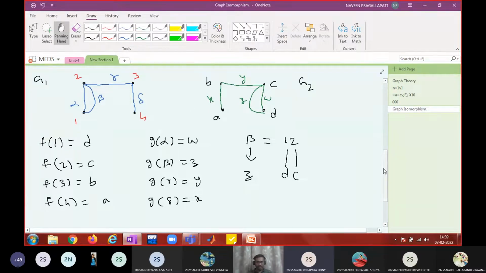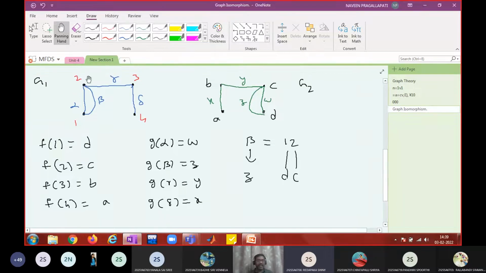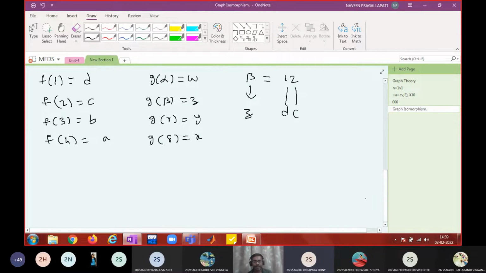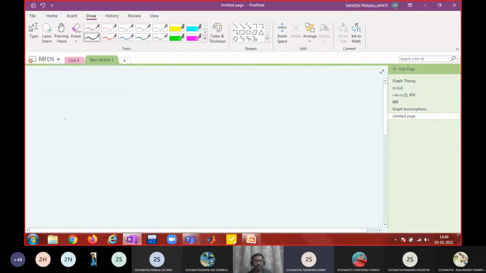Now instead of this, let me draw one more graph. I'll call that here G2. I'll draw it here. So 1, 2 like this.